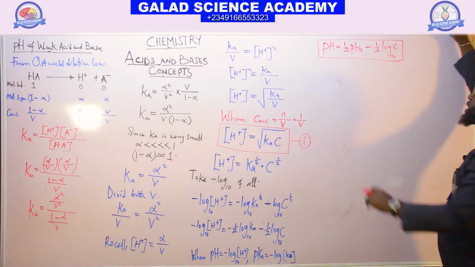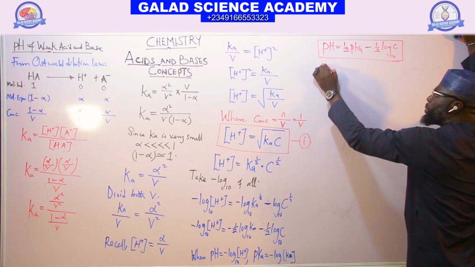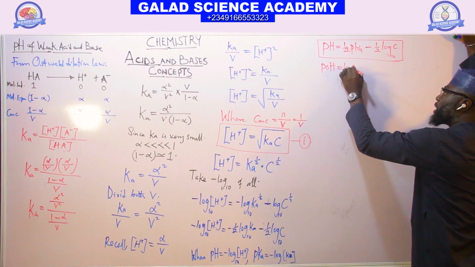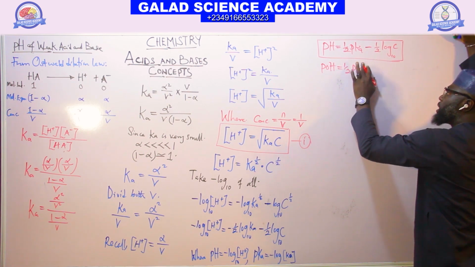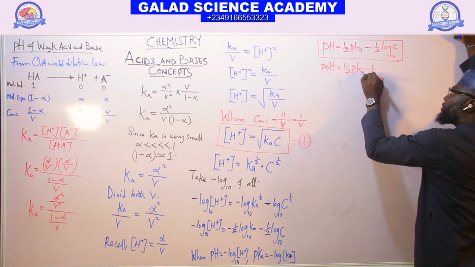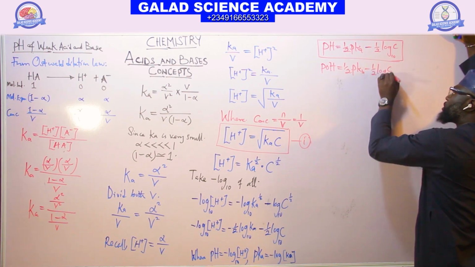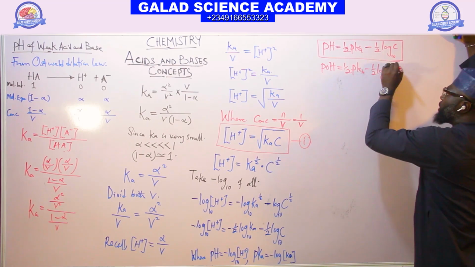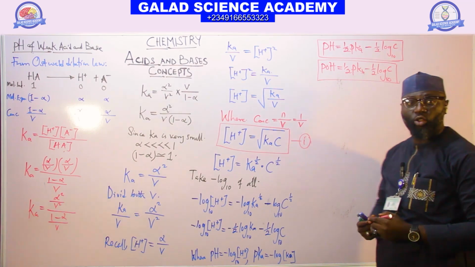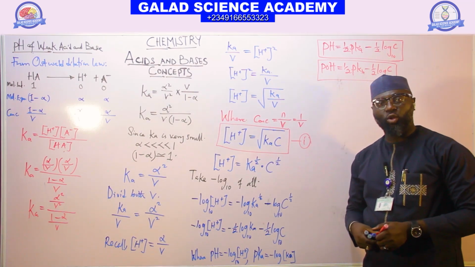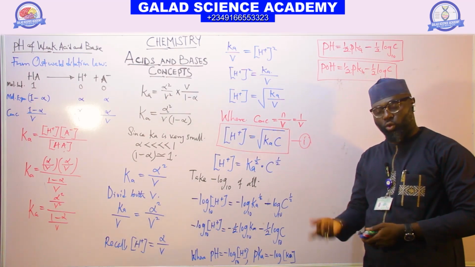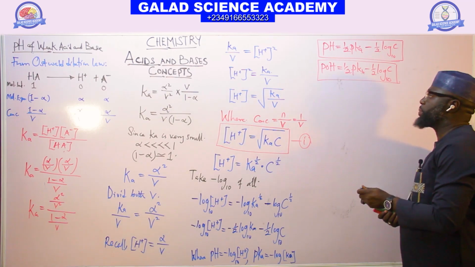So if it's for a weak base, it should be pOH equal to half of pKb minus half of logarithm of concentration to base 10. This is for a weak base. Please let us solve two or more questions on it. So after that, we can now move to the worked solutions.